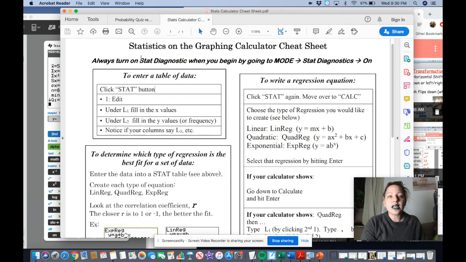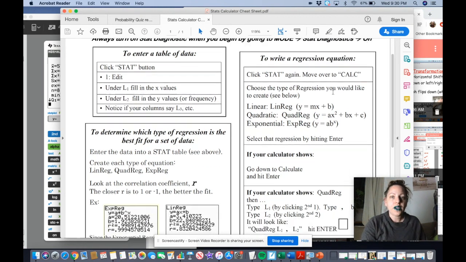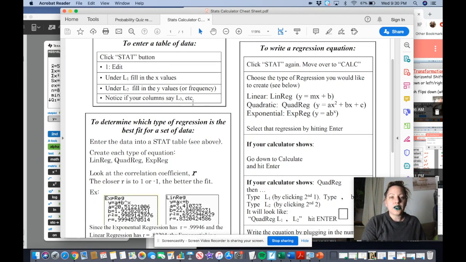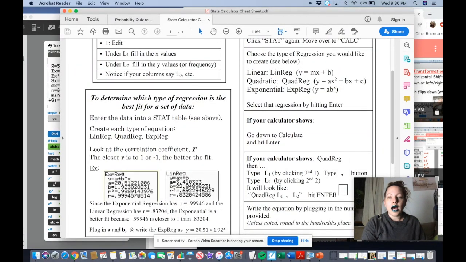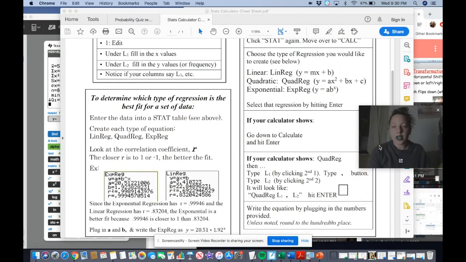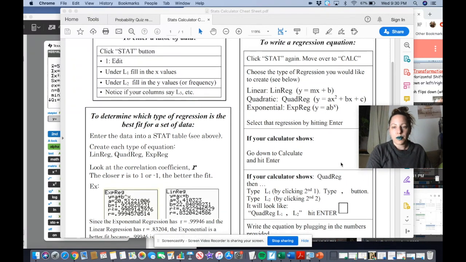One thing to check is at the beginning when you get your calculator, click on Mode, go to Stat Diagnostic and make sure it's on. Just hit On, Enter, and you'll be good. All right, so this is how to enter a table of data. Over here is how to write a regression equation. We're going to come back to this later, but if you don't know how to do that, you would definitely want to write these notes down. You can pause it, write them down. There we go. So that would be a good pause.